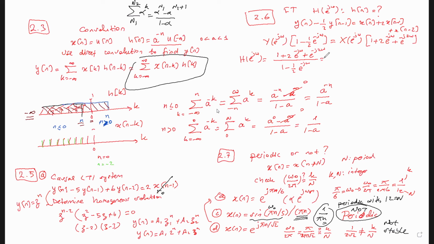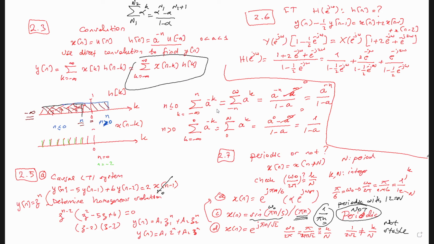This can be written in different terms: 1 over 1 minus 1 over 2 e to the minus j omega, the first term. The second term, 2 e to the minus j omega divided by 1 minus 1 over 2 e to the minus j omega, and plus e to the minus j 2 omega divided by 1 minus 1 over 2 e to the minus j omega. Now we have to use the Fourier transform table. You should remember which one we'll use.